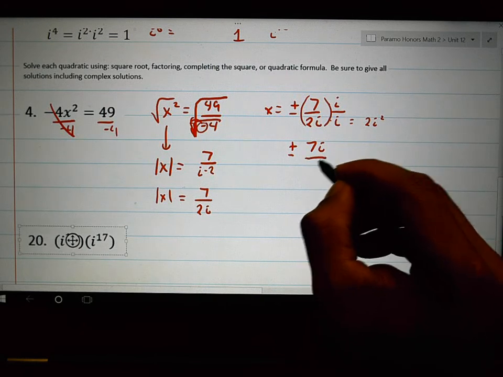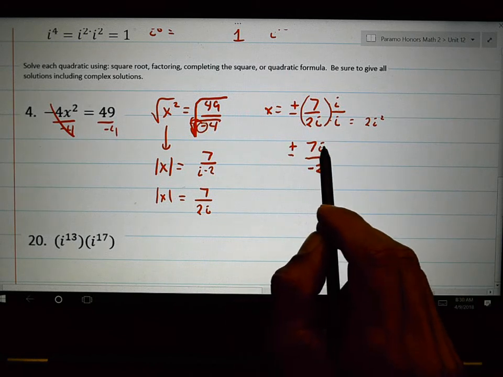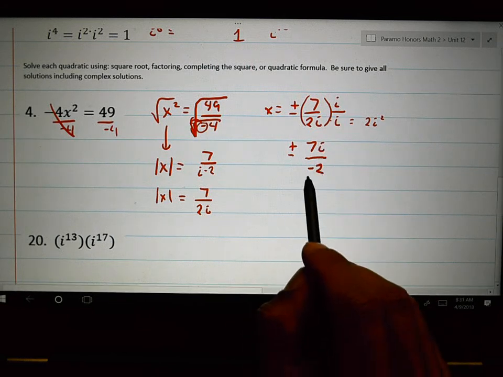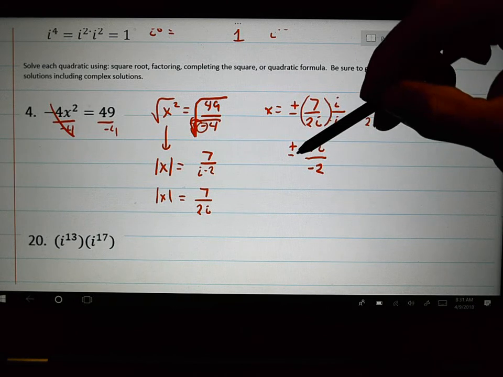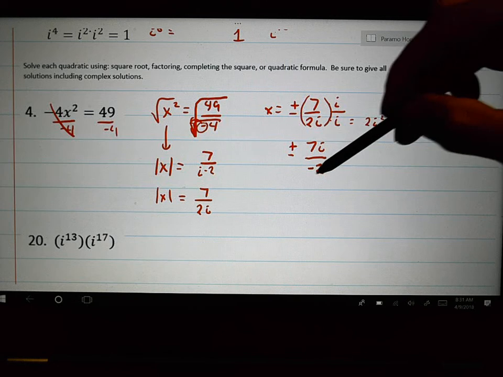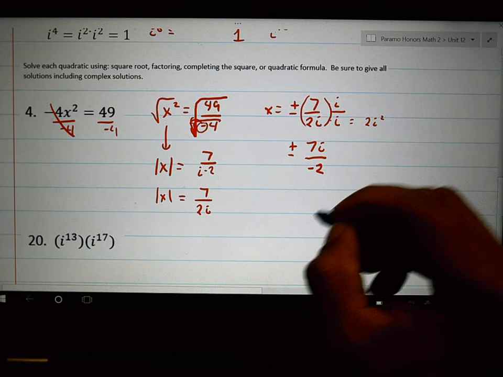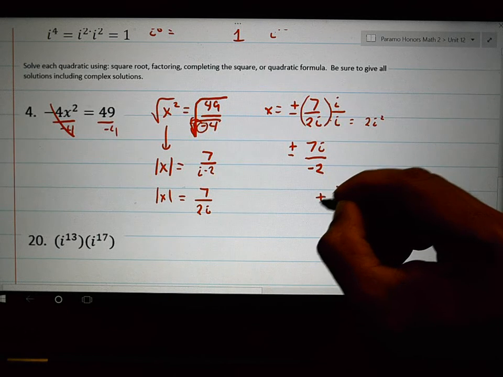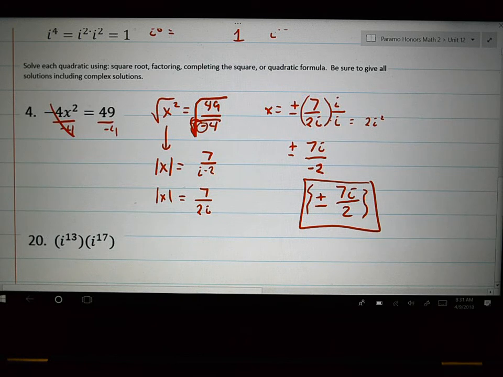Now watch this. Some people will get confused by this. You're going to have plus 7i over -2 or minus 7i over -2. These two things really don't matter when you have a plus or a minus. If you think about the minus a negative, that would be a positive value. If you think about adding the negative, that would be the positive value. So what my final answer will be is plus or minus 7i over 2.